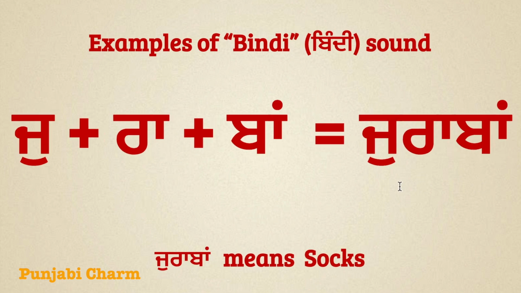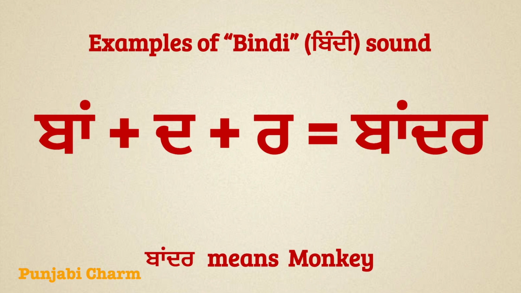The next word is juraba. Juraba means socks. To read this word, we can say Jajje nu aunkar ju, Harare nu kanna ra, Babbe nu kanna utte bindi ba. Juraba. You can repeat after me. Juraba. Let's move to the next word.